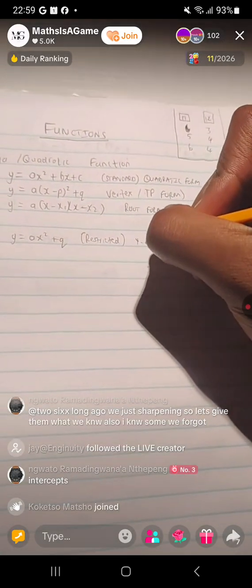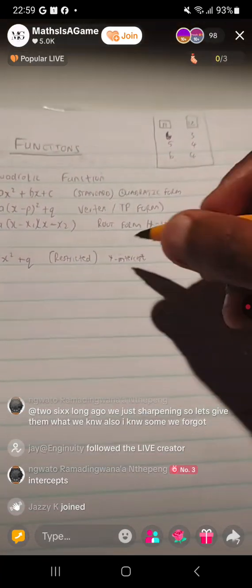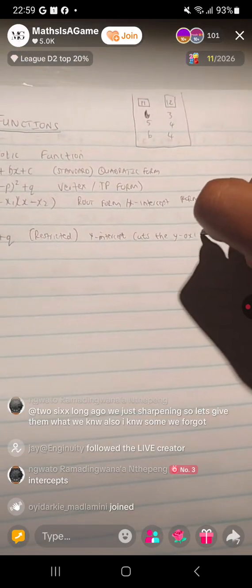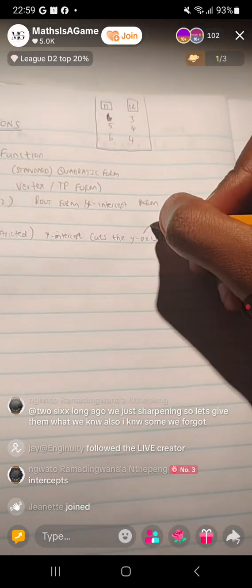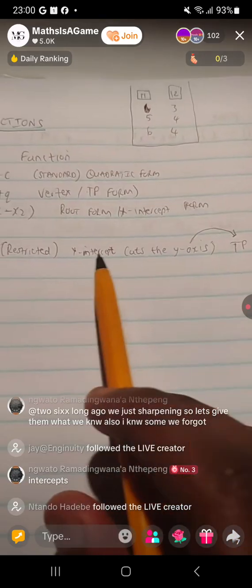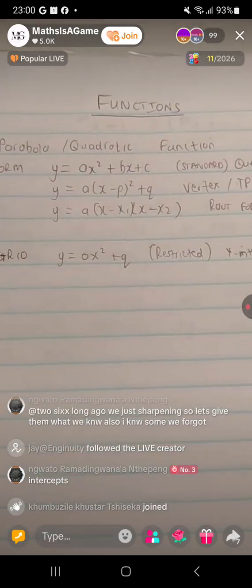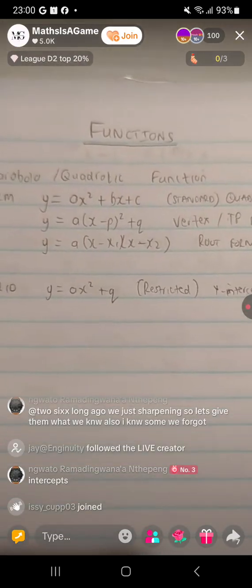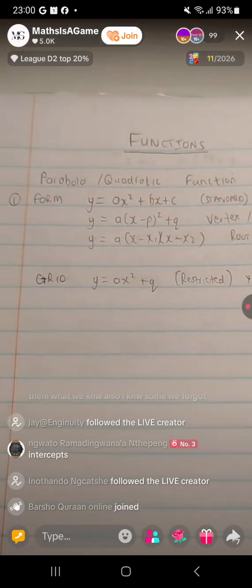In that form, the y-intercept, and I'm going to explain these things here, the y-intercept, in other words, where the graph cuts the y-axis, is where the turning point as well was found. So your turning point was also your y-intercept. That's why I'm saying that the function in grade 10 was restricted in that way.